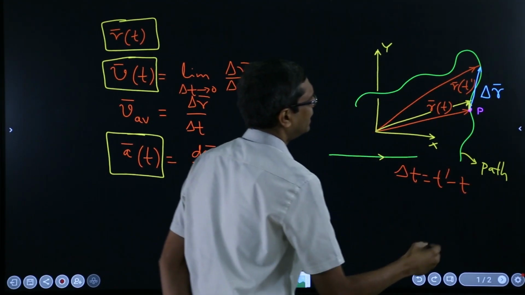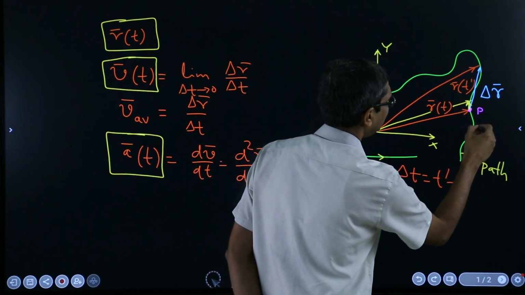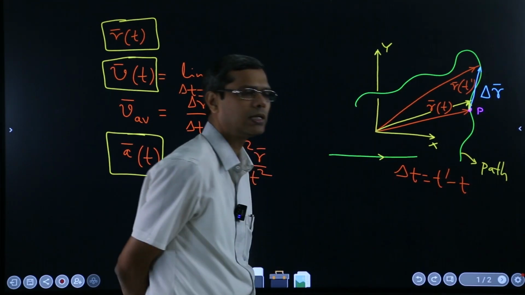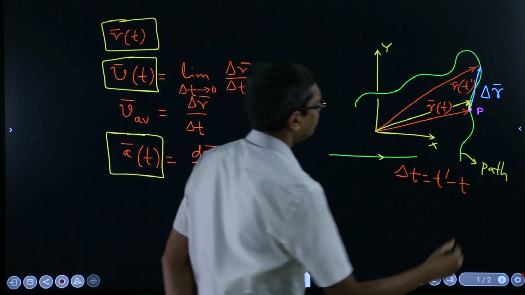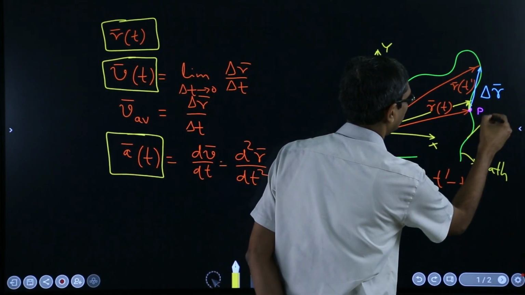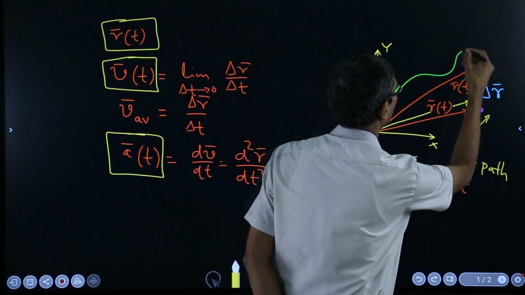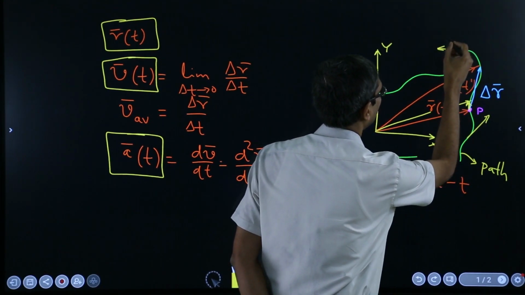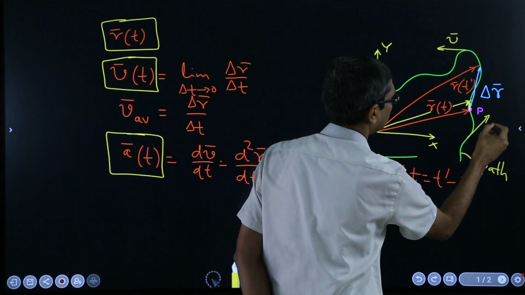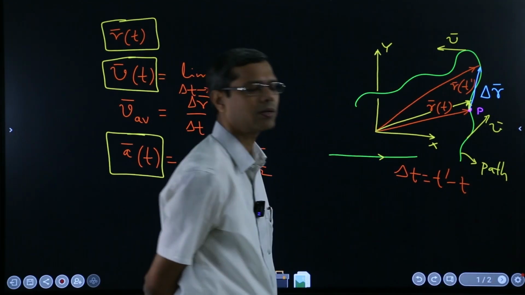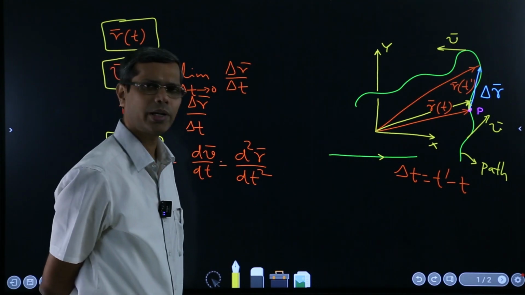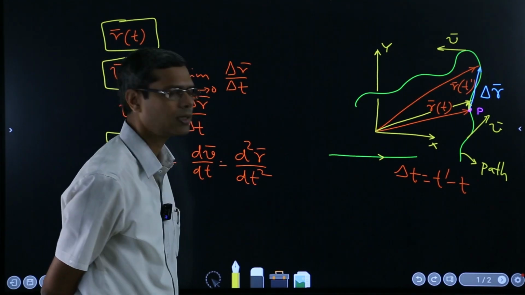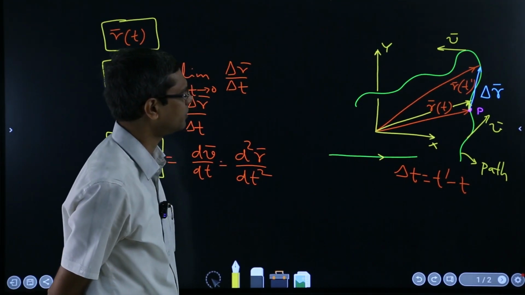This is the path, and at any location, the tangent will give us the velocity. If I draw a tangent here, these tangents will give me the velocity vector, because that represents dr over dt. So that will be the direction, and depending on the magnitude of that vector, it will be the velocity.